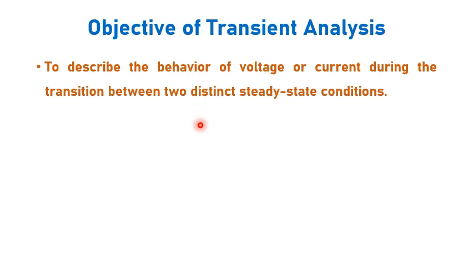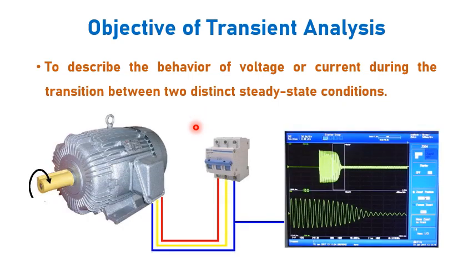For example, let us consider a three-phase induction motor connected to a three-phase supply using a switch, and let us see the waveform of B phase current using a digital storage oscilloscope. Then compare this with the definition. The behavior of current between two distinct steady state conditions is explained here.